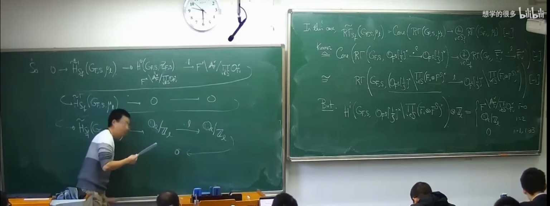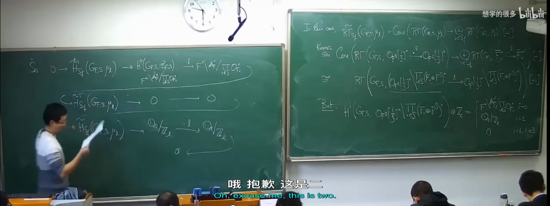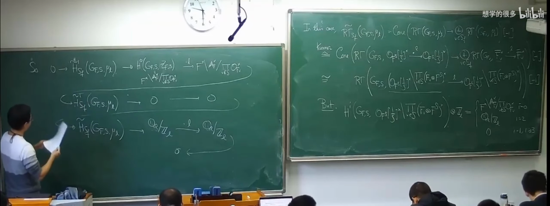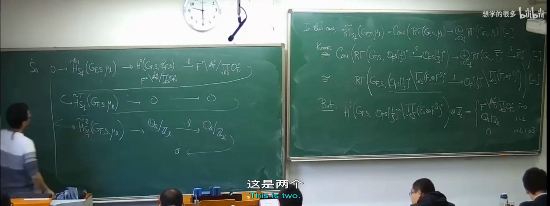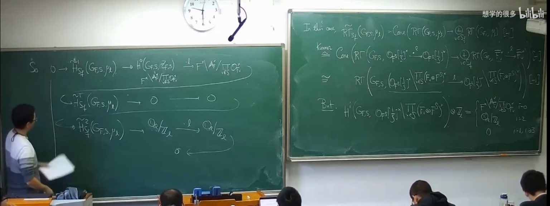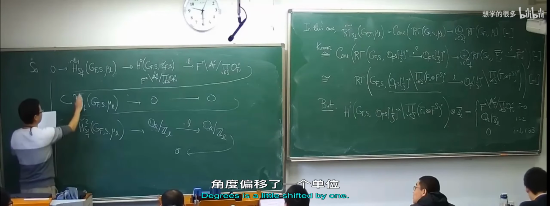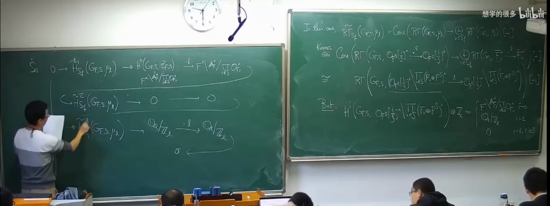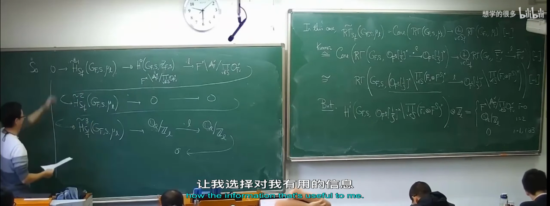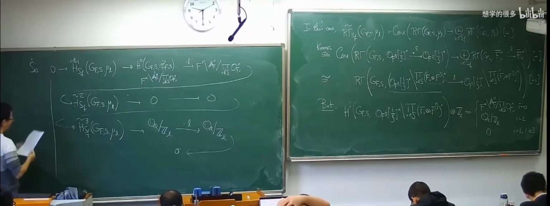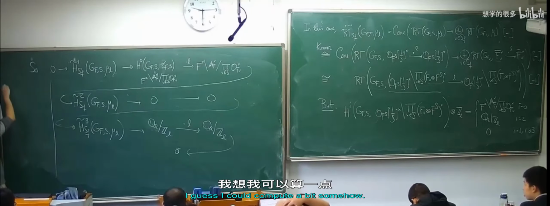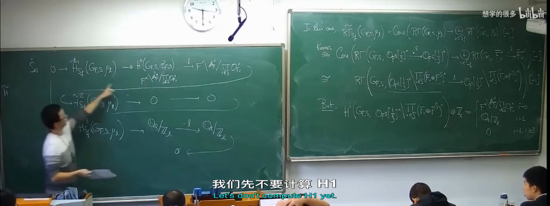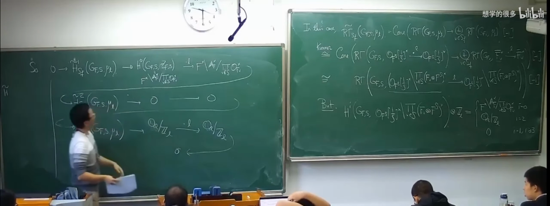So let's see, what do I want? Oh, excuse me, this is 2. I'm bad. This was 2, and this was 3. The degree is shifted by 1. It's confusing. So what do I get? Let me pick out the information that's useful to me. Somehow the first one is a little bit difficult to compute. I guess I could compute it, but let's not compute H^1 yet. Let's do 2 and 3.